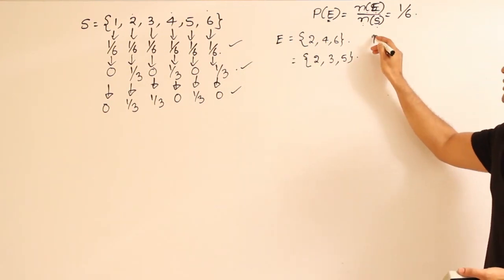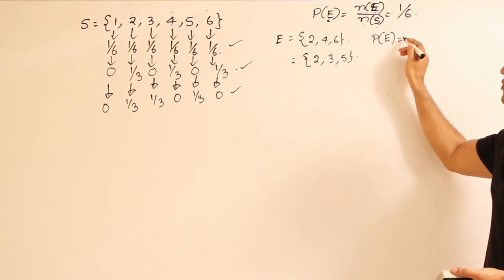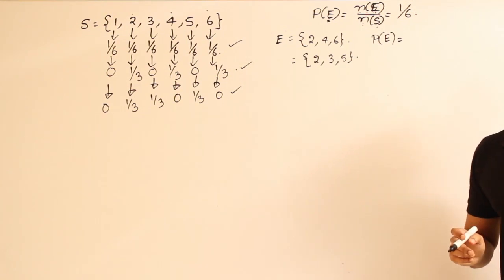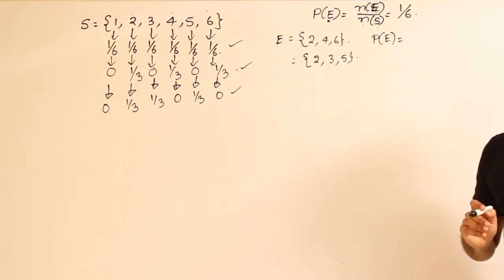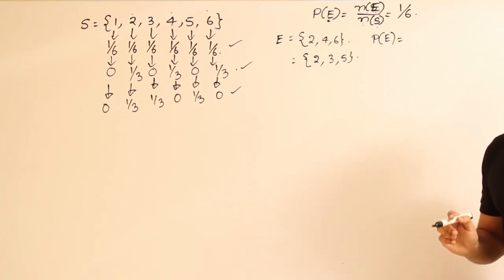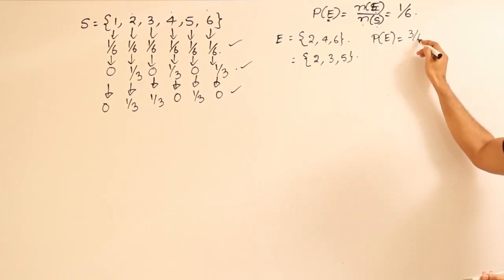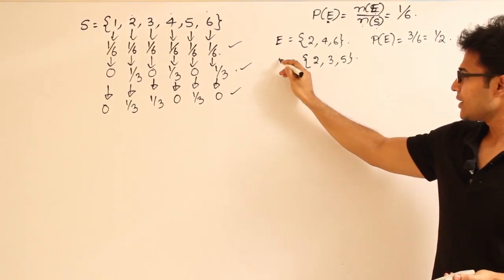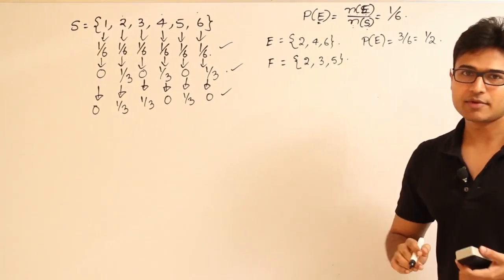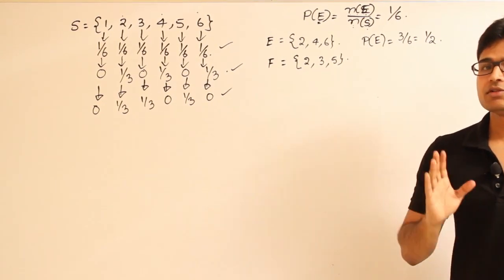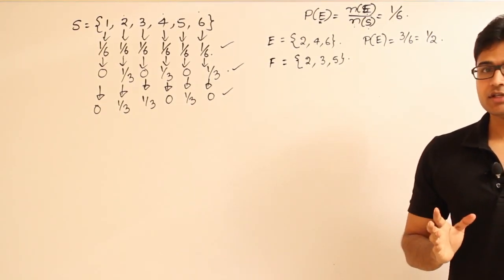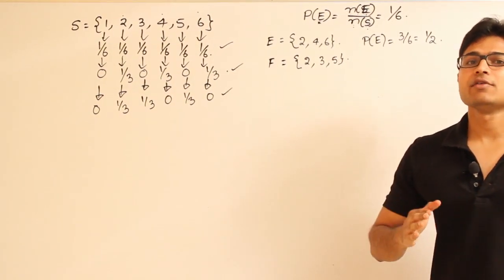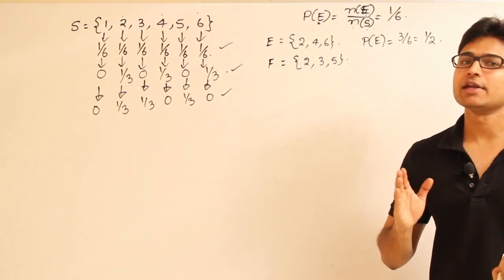Then what will be the probability of E? Now if you go by this definition, the number of elements in E, 1, 2, 3, divided by the number of elements in S, which is nothing but 3 by 6, which is 1 by 2. Now let us say F is an event of getting a prime number. I am just talking about an experiment in which a simple die is rolled, and now what is the probability of getting an even number? What is the probability of getting a prime number?